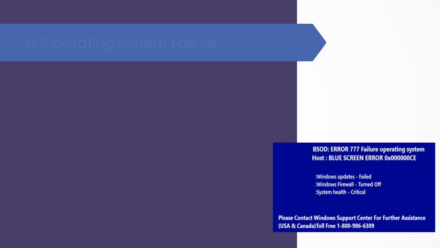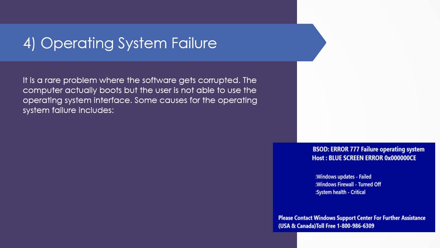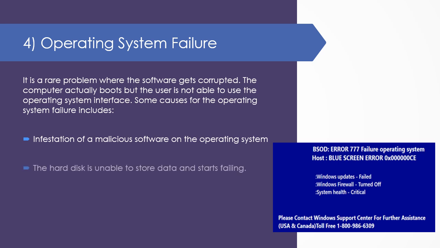The fourth and the last primary cause in this video is operating system failure. It is a rare problem where the software gets corrupted. The computer actually boots, but the user is not able to use the operating system interface or unable to get through the complete Windows. Some causes for the operating system failure include infestation of malicious software on the operating system. This type of software or viruses could get installed on your computer accidentally or without the user's knowledge.